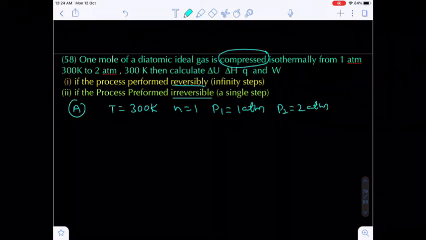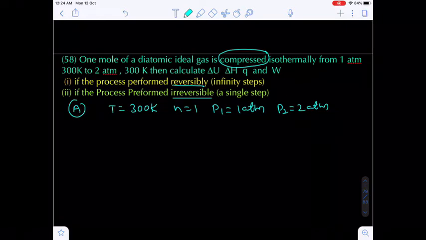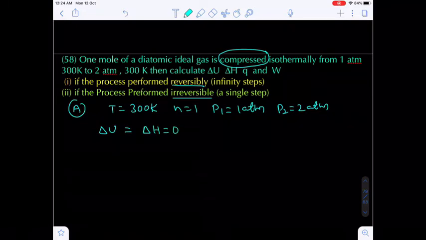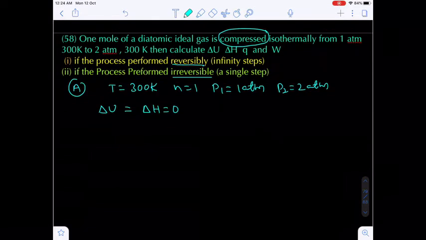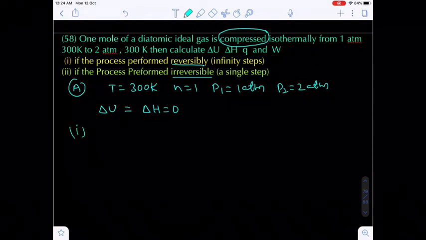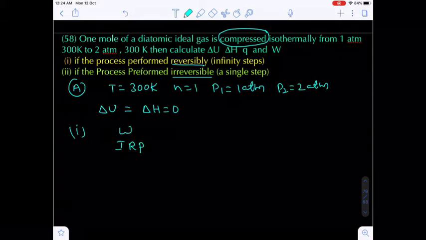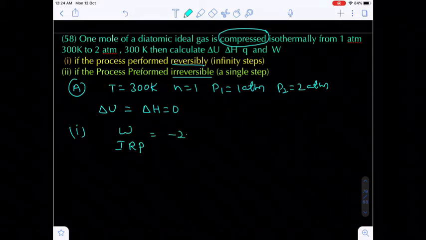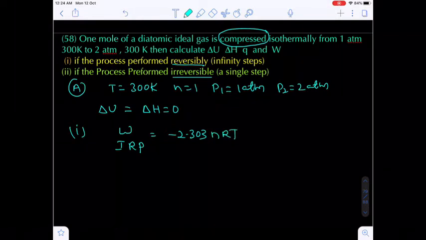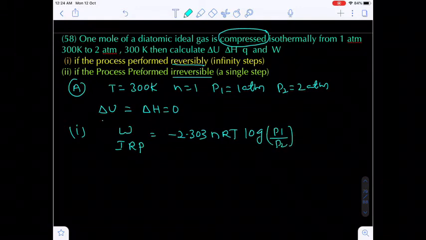Okay, first of all, do you know the del U and del H values? Yes, del U equals del H equals 0 because in an isothermal process the temperature is constant. Now first of all, I am calculating the work done in the isothermal reversible compression process. Whether expansion or compression, the formula will be the same: minus 2.303 nRT log of pressure terms P1 by P2.